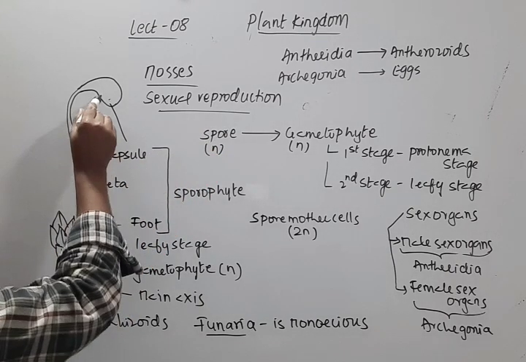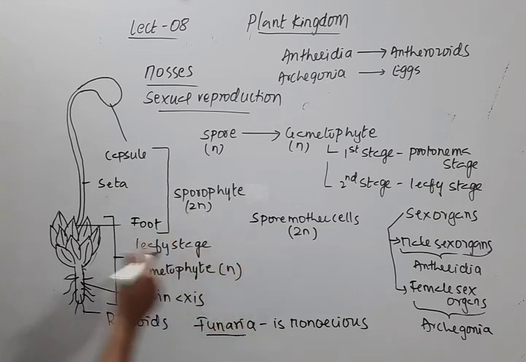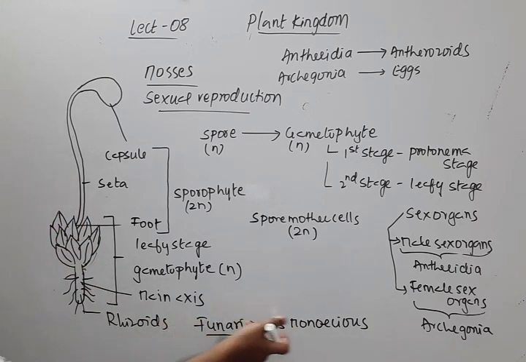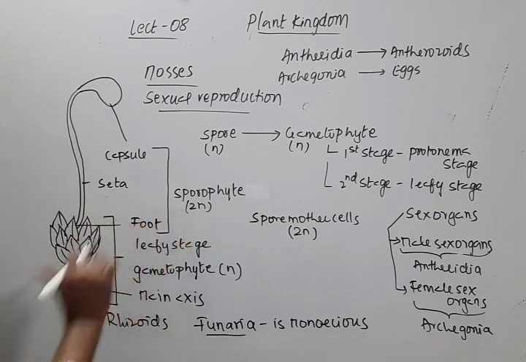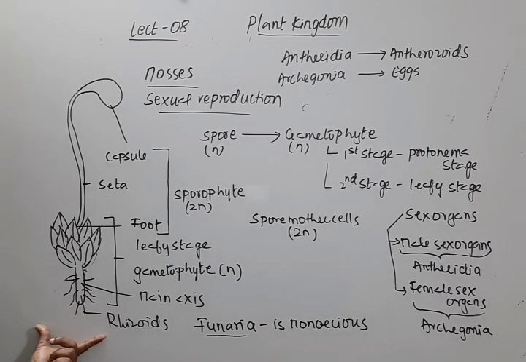Inside this capsule, hence we know the sporophyte is diploid. So what happened: on the apex the male and female sex organs are present, as I'm talking about Funaria, and it is monoecious. Antheridia and archegonia both are developed on the top of this leafy stage, and the antheridia release antherozoids. Fertilization takes place, resulting in the formation of zygote, and that zygote develops into sporophyte. Even though the male and female sex organs are present on the same gametophyte, Funaria exhibits a cross fertilization condition.